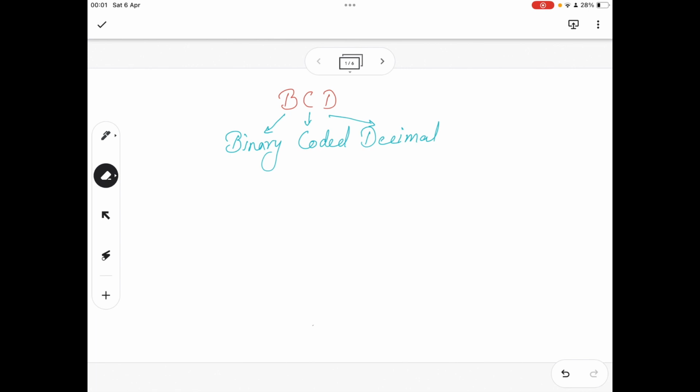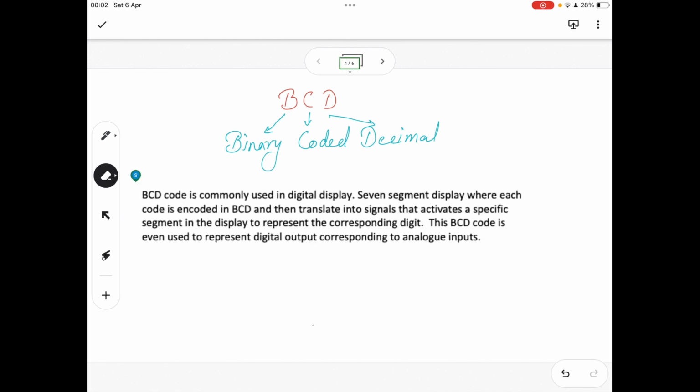Let's see where BCD code is used. A BCD code is commonly used in digital displays. We call it a 7-segment display. You'll find these kinds of displays commonly in public places, like at a railway station, where your indicators have these displays. These displays can make numbers from 0 to 9. They are used to form numeric data, and they can also create alphabets for displaying data. Now I'll show you what the 7-segment display looks like.